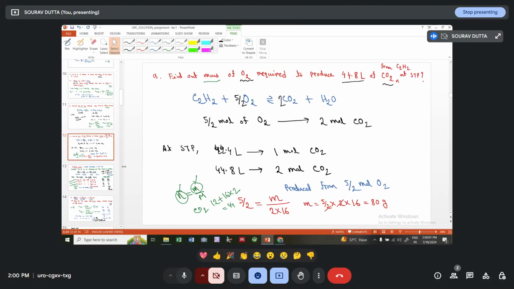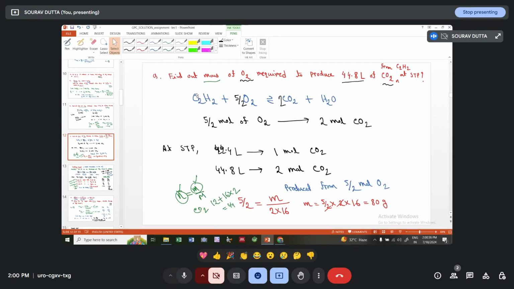This question is also similar to it. Find out the mass of oxygen required to produce 44.8 liter of carbon dioxide from C2H2 at STP. Okay. So in this case also, C2H2 reacts with oxygen to produce carbon dioxide and water. At first we have to balance this equation. I have balanced this equation.